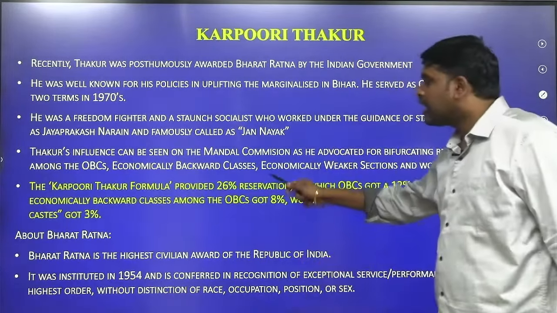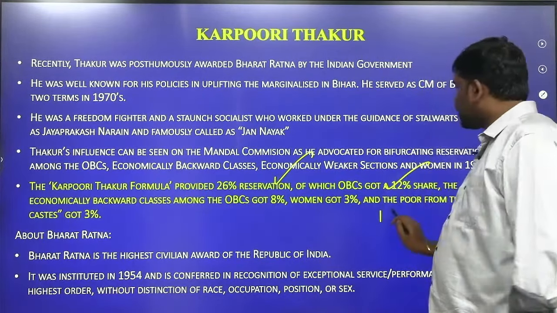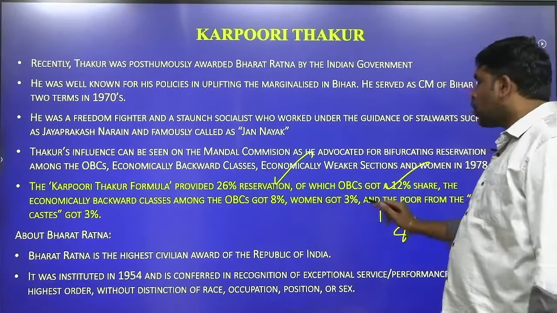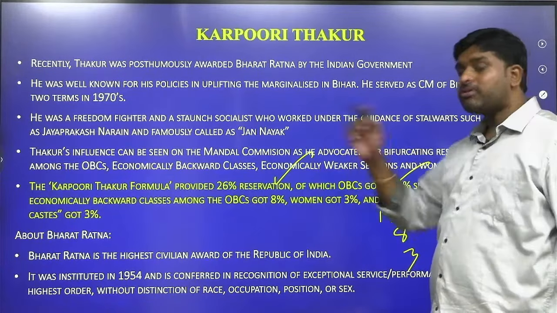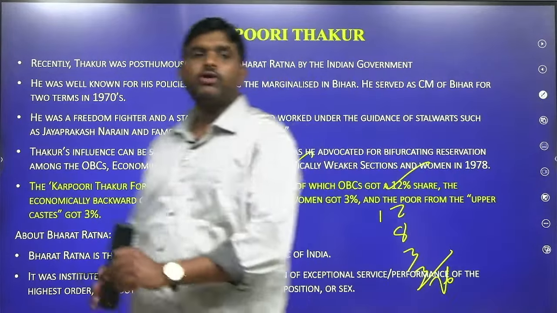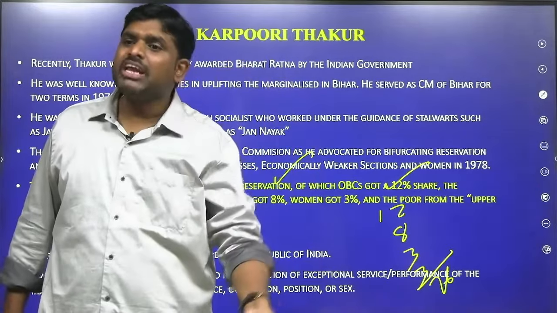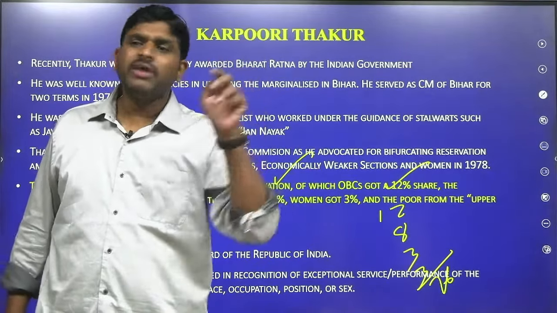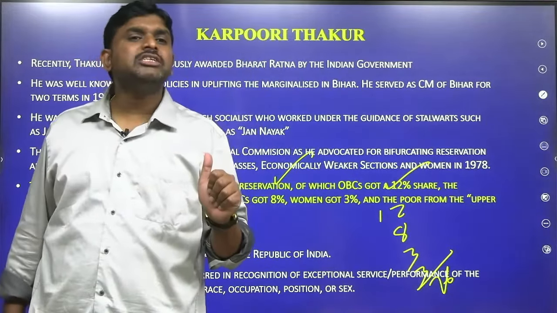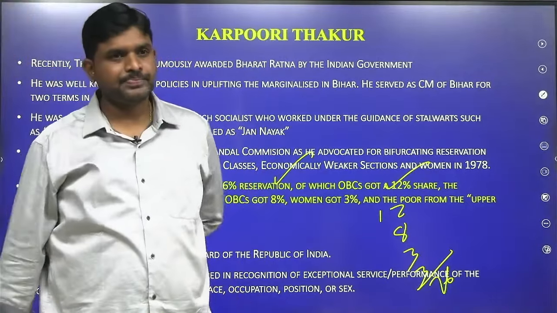The formula is, provide a 26% reservation of which OBCs will get 12% share. Economically backward classes among the OBCs will get 8%. Women will get 3%. Poor from the upper caste will get 3%. So total how much? He told total OBCs will get 12%. In OBCs, those who are economically weaker will get 8%. Women will get 3%. Economically weaker section in upper caste will get 3%. So total how much is it becoming? 26. He is the person who gave this formula to the Mandal Commission.